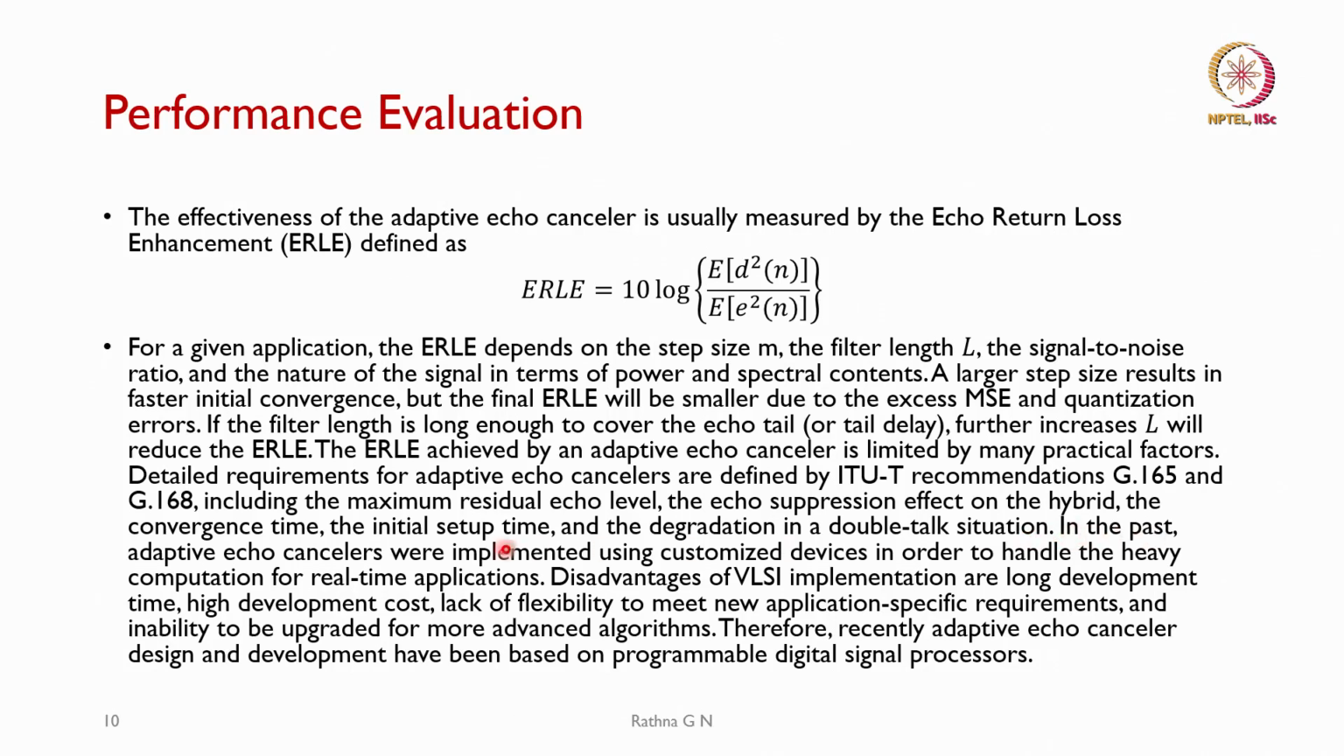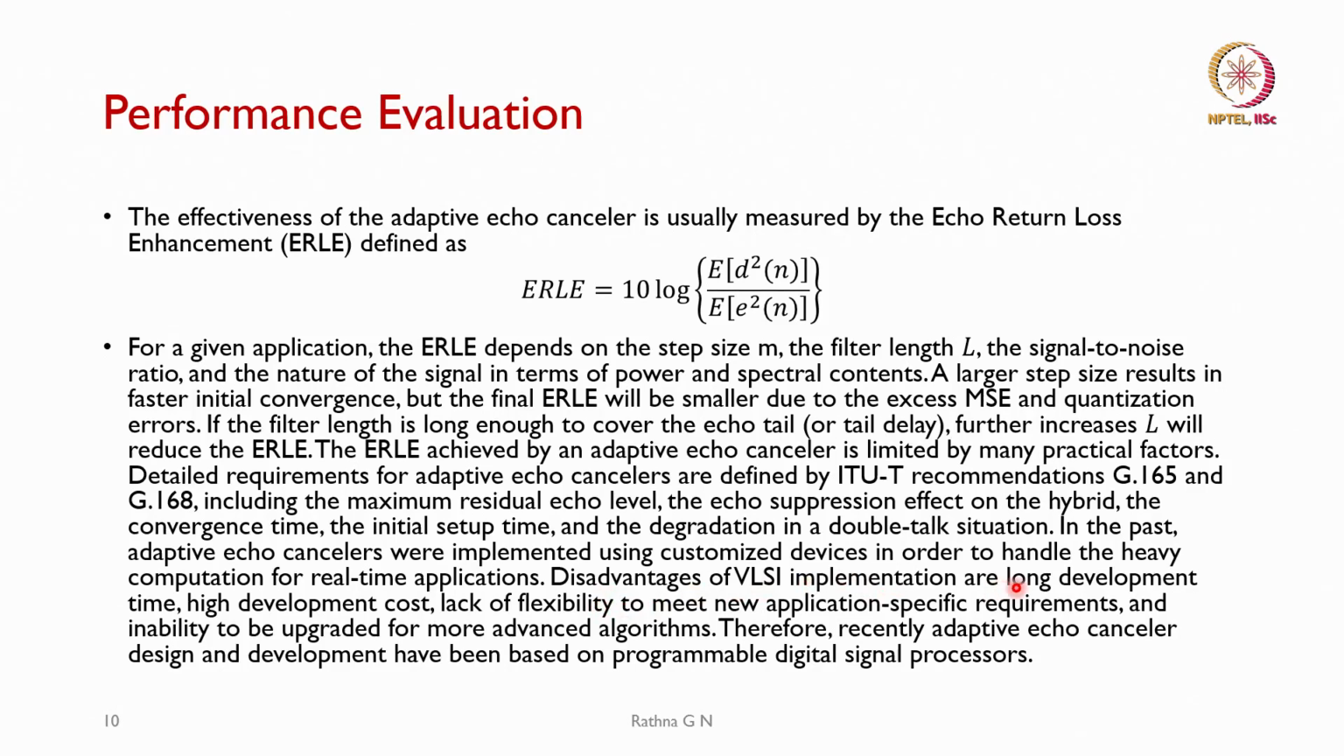So, in the past, adaptive echo cancellers were implemented using customized devices in order to handle the heavy computation for real time applications. We know that software delay is going to be much more, hence hardware was designed to do this cancellation in real time applications to reduce the delay. So, what was the thing?